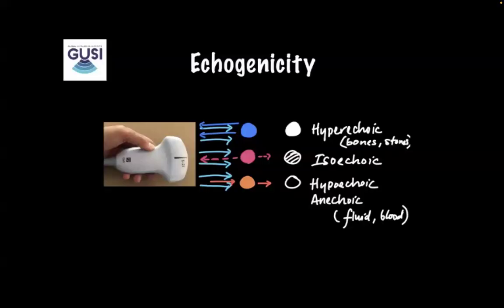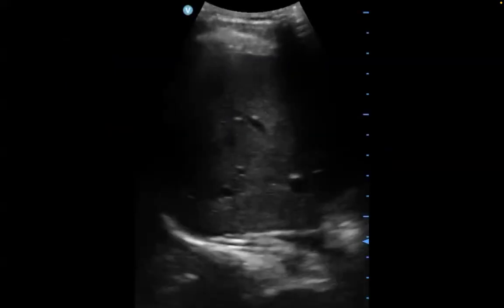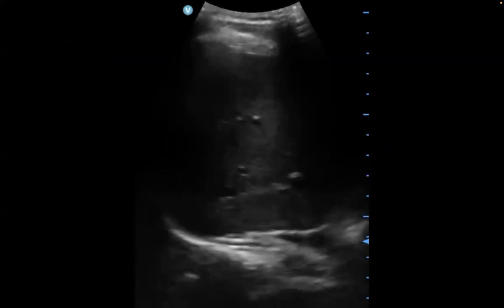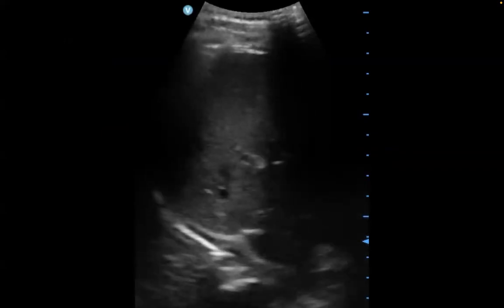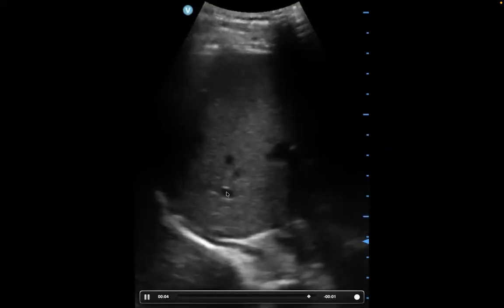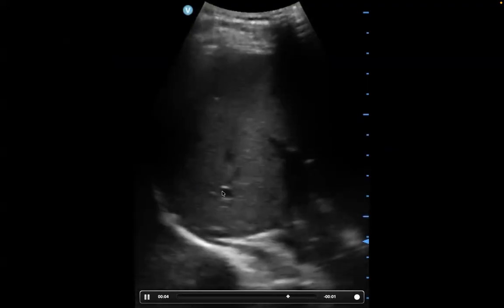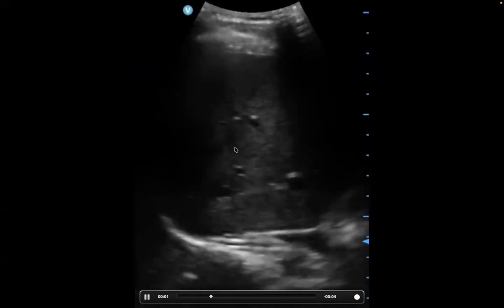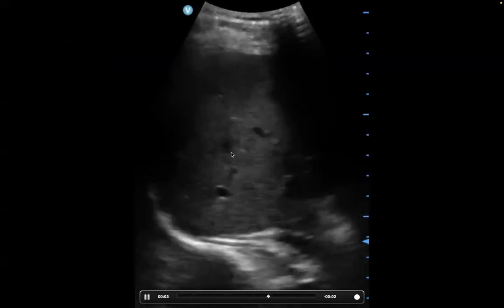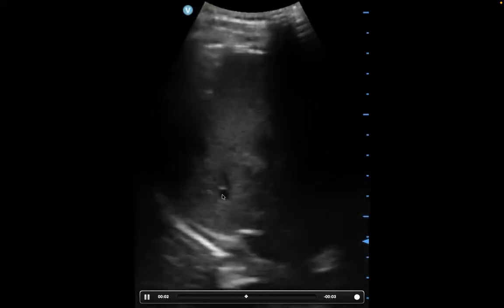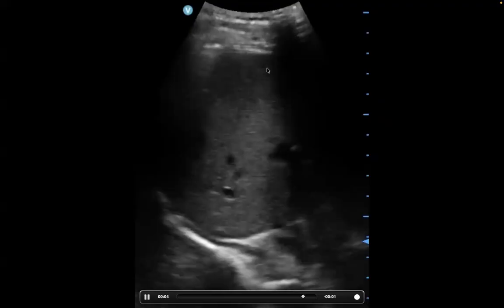And then when you have something in the middle, that is isoechoic or some shade of gray. And so this image here is an image of your right upper quadrant. In the middle here is your liver, and there are scattered hepatic veins and portal veins within the liver. As you can see, these portal veins and hepatic veins contain blood, and so blood shows up as black. And so this is black vasculature.